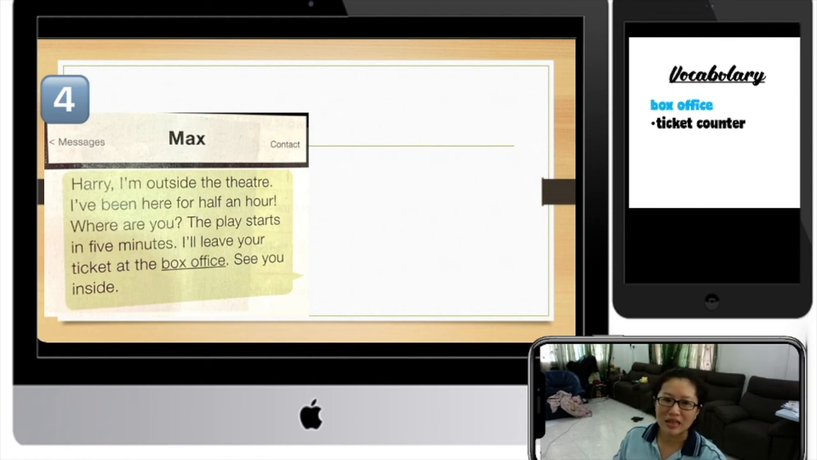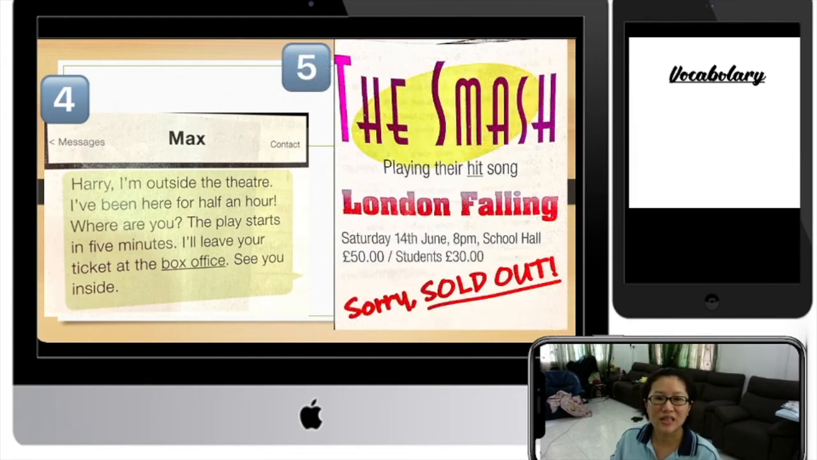Now let's look at the vocabulary. Box office, it means ticket counter. In bahasa, it is counter ticket. Moving on to our last text.